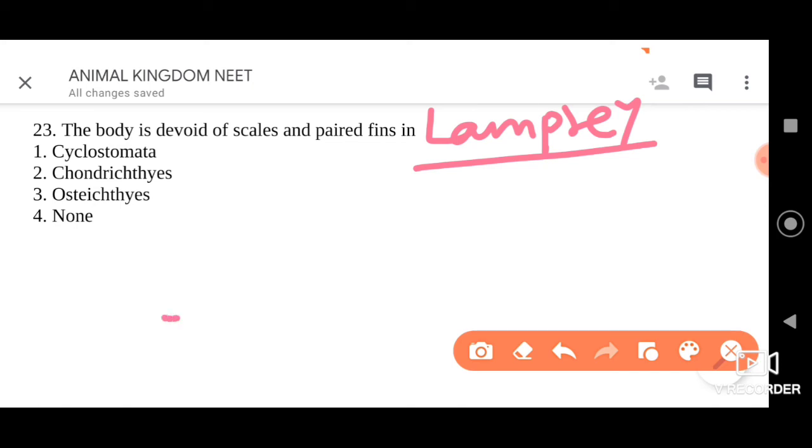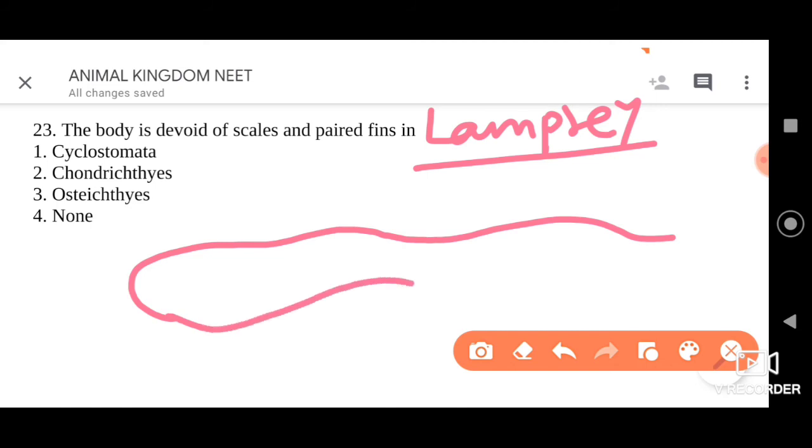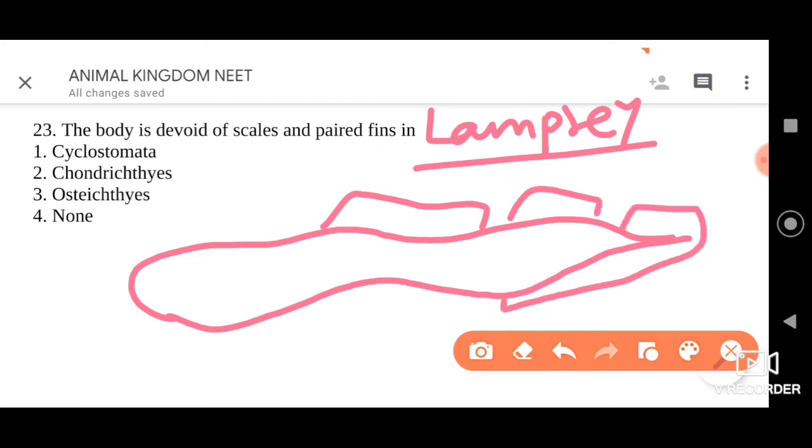See, its body looks as such. So they have an eye here.